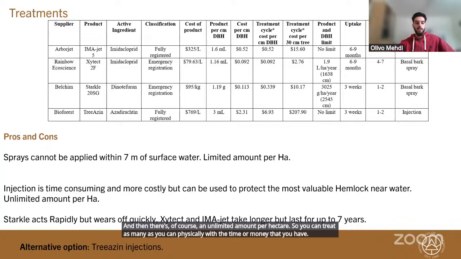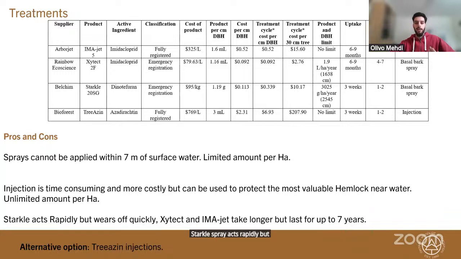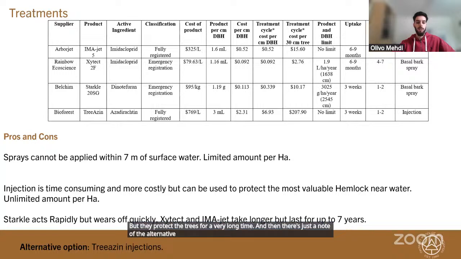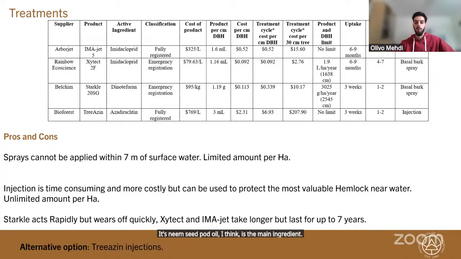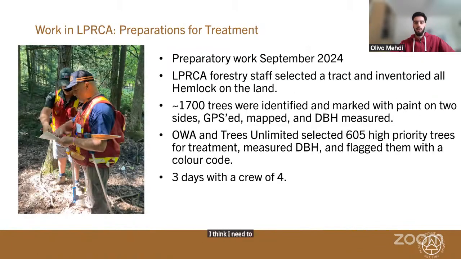Starkle spray acts rapidly but wears off quickly, so it protects within the same month you treat it, but by the next season it will probably not be protecting anymore. And then Zytect and Imajet take longer, but they protect the trees for a very long time. And then there's just a note of the alternative option. It's more organically sourced. It's neem seed pod oil, I think, is the main ingredient, but it's the most expensive and it doesn't last very long, but it acts very rapidly. I think I need to speed up a bit.